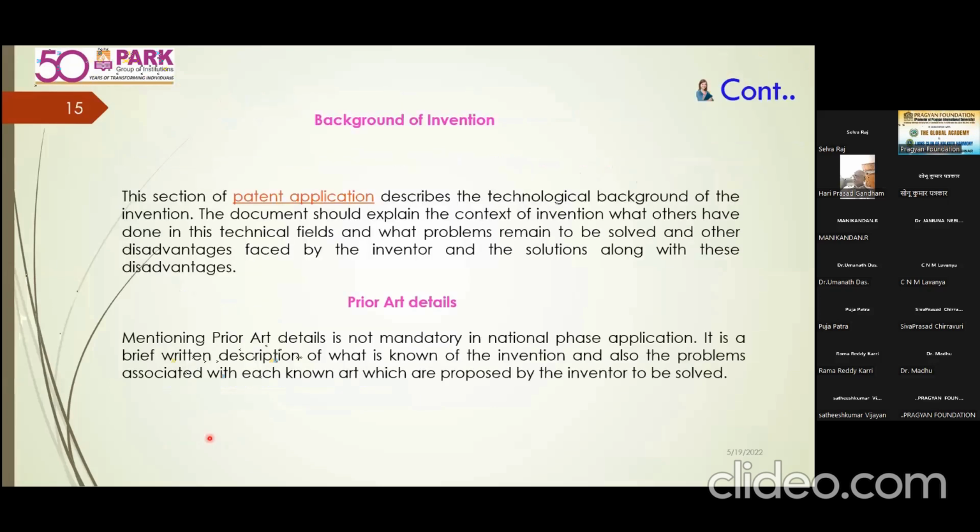In this slide, you can see the background of the invention and the prior art details. I said already that you have to address the background of the invention, whether the invention belongs to the communication field, the chemistry field, the mechanical field, whatever. And you also tell what problems remain to be solved and other disadvantages faced by the inventor, and the solution along with these disadvantages. Which means basically the advantages and disadvantages of other inventors are also to be discussed here.